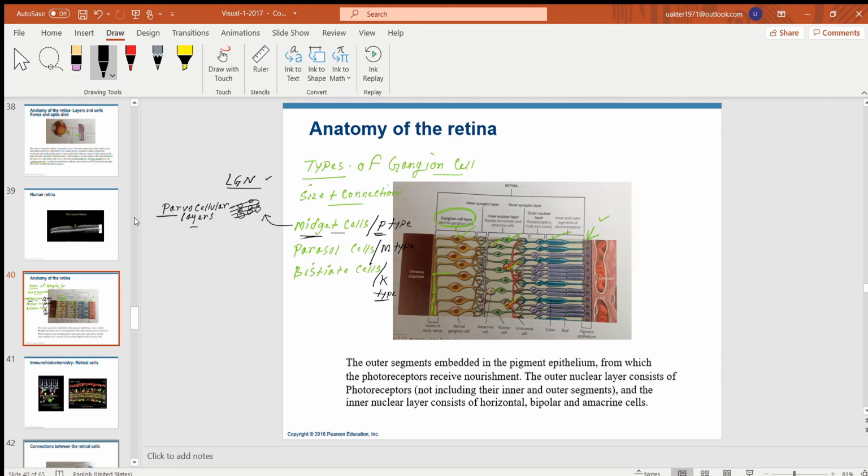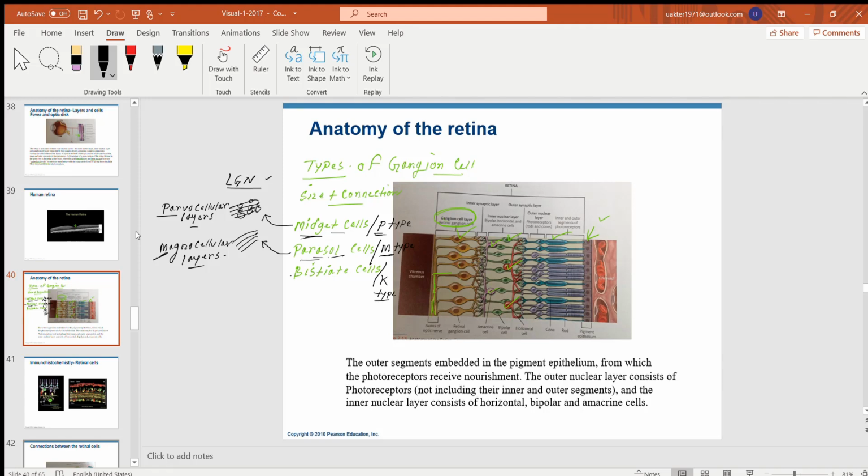And from parasol cells, the projection also goes to the lateral geniculate nucleus. But which layers of the lateral geniculate nucleus? The magnocellular. There are two magnocellular layers. They receive the signal from parasol cells, and that's why these parasol cells are also called M-type cells.